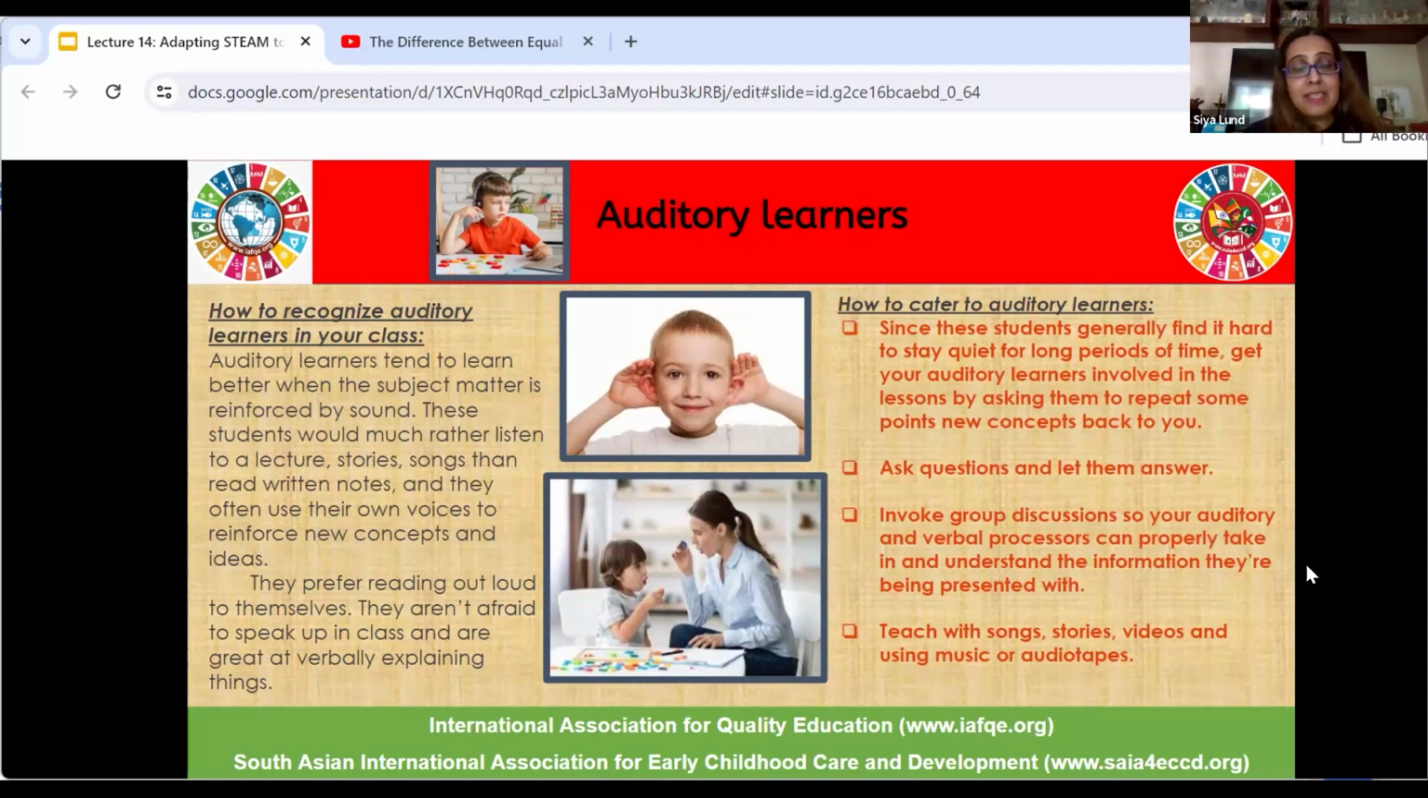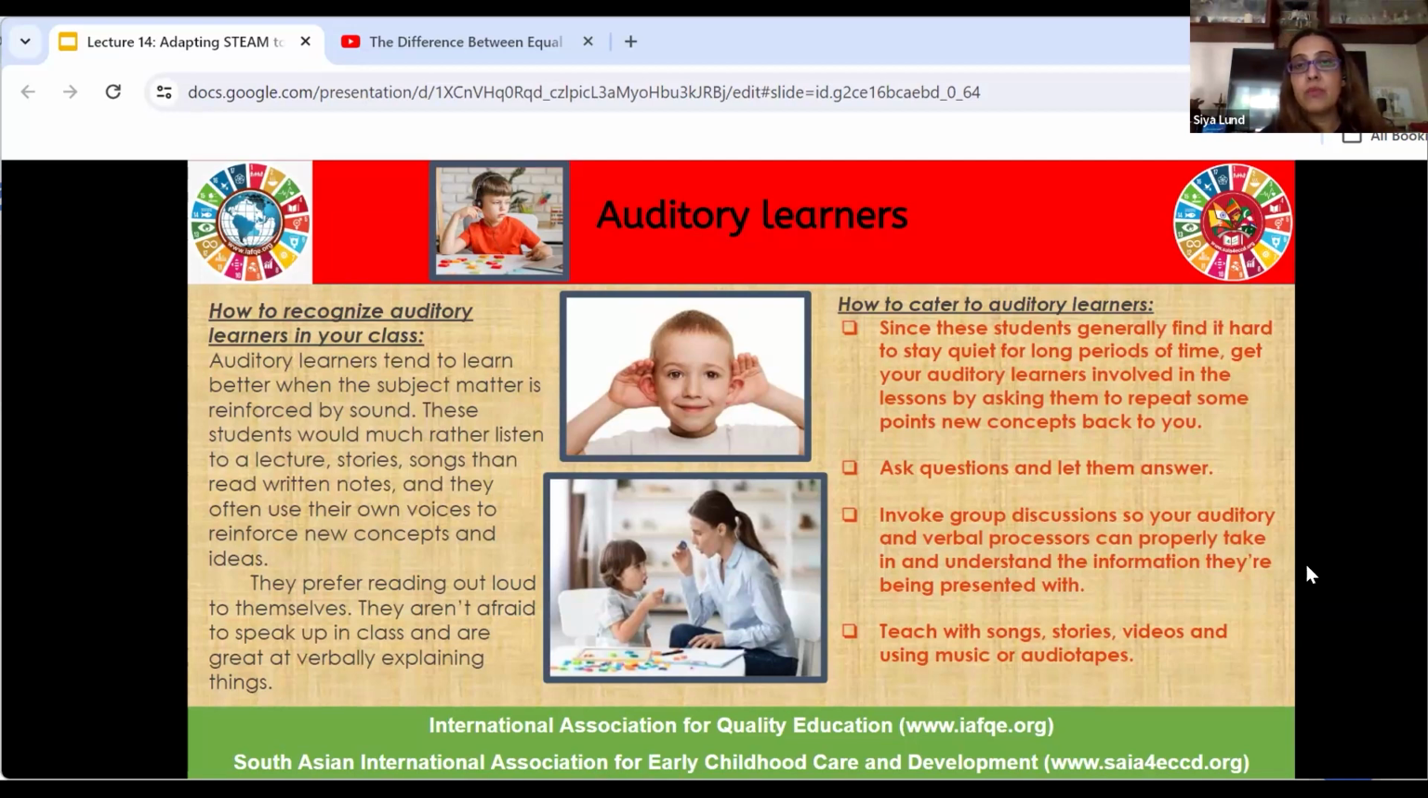Especially going ahead in later years, they will be the ones who will be reading out loud to themselves, and they will be the ones who will not be afraid to speak up in class, verbally expressing themselves or explaining things. And how do we cater to these auditory learners? Since these students generally find it hard to stay quiet for long periods, you can involve them by asking them to repeat some points or new concepts back to you.